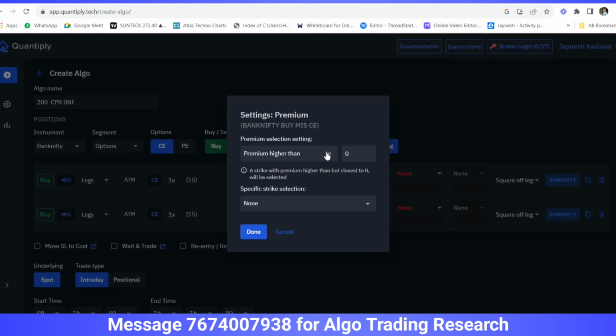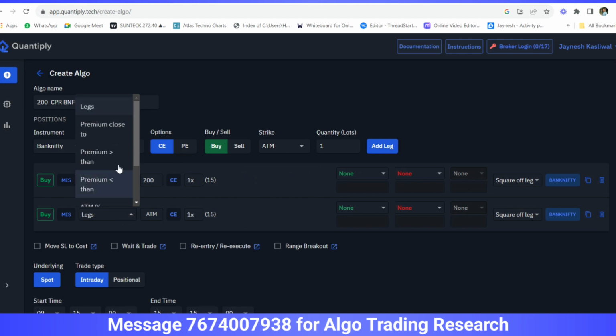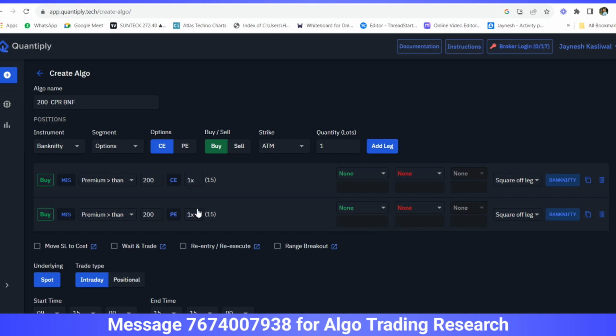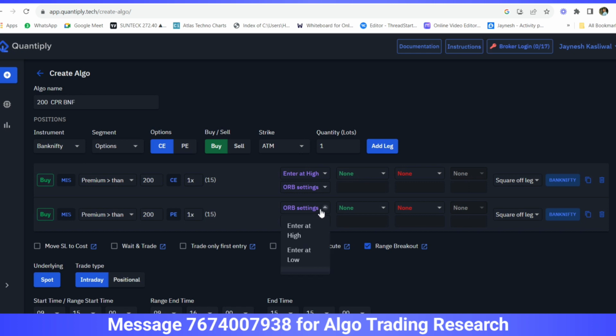Okay, so let's click on create algo, premium greater than 200 rupees. I have selected premium greater than 200. Then I have selected one call option and one put option here. Now select range breakout. Once you click on range breakout, go to ORB settings, enter at high. As we are looking to buy options here, we are looking for a breakout in the option price.